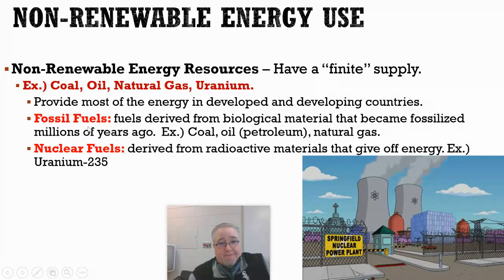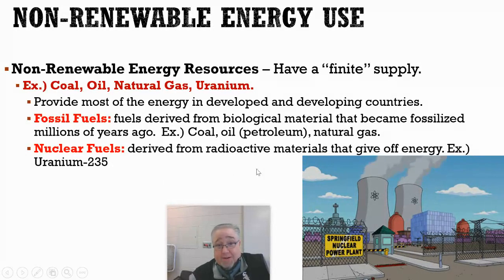A couple terms here: fossil fuels. A fossil fuel is a non-renewable resource that we basically get from some biological material, either plants or animals that have died. We'll talk about that process eventually, but they became fossilized and form these fossil fuels that we can now obtain from the earth, and we can use those things as energy. There's lots of energy in fossil fuels.